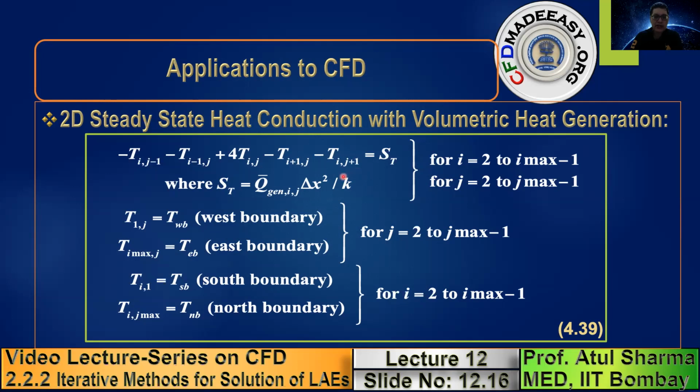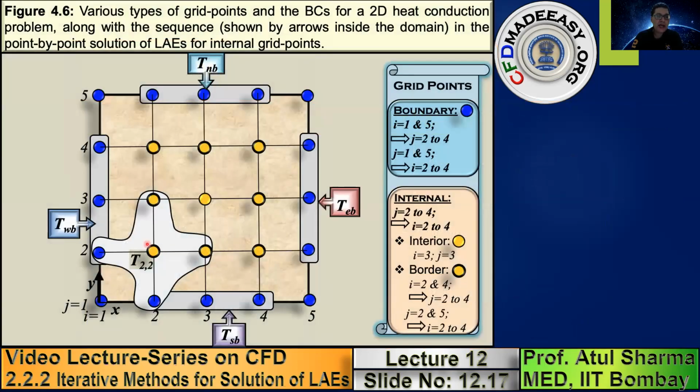So this indicates that to calculate temperature at 2, 2, it involves I plus 1, that is 3, 2; I minus 1, which is 1, 2; I comma j plus 1, which is 2, 3; and I comma j minus 1, which is 2, 1. Note that what I am showing you here is what is called the computational stencil. This is shown by this finger shape. The computational stencil basically indicates, to calculate the flow property at a particular point, which neighbors are involved.